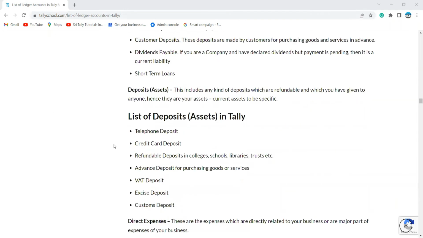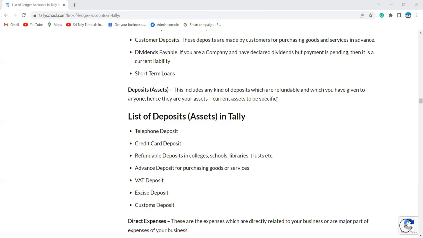Next we will see deposits and assets. This includes any kind of deposits which are refundable and which you have given to anyone. Hence they are your assets. We deposit somewhere, and it is possible to get a refund. For example, building advance paid: I am paying an advance amount. When we vacate the building, at that time they repay it, no? That's why it comes under deposits and assets.